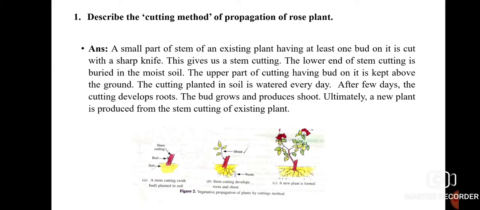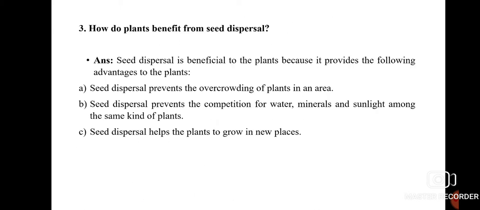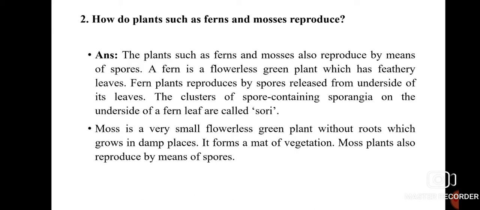Okay, next question, question number 2: how do plants such as ferns and mosses reproduce? Plants such as ferns and mosses reproduce by means of spores. Spores are asexual reproductive bodies. Spore formation is also a type of asexual reproduction in plants.